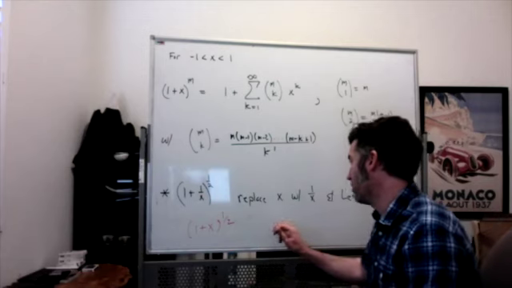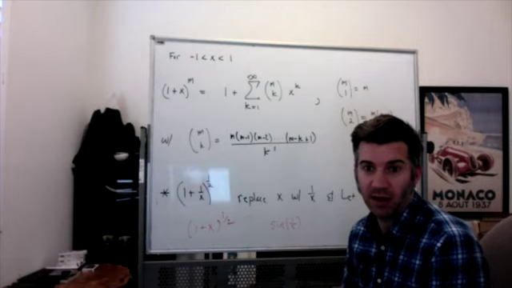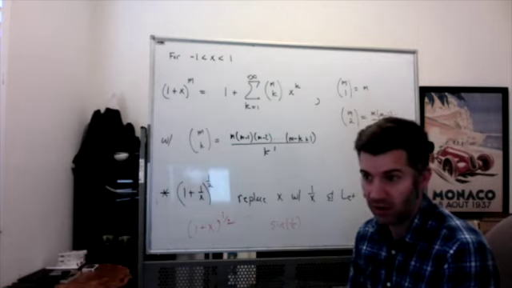Just like if I was trying to find what sine of 1 over x was, I would write the polynomial for sine of x, and then I replace the x's with 1 over x's.